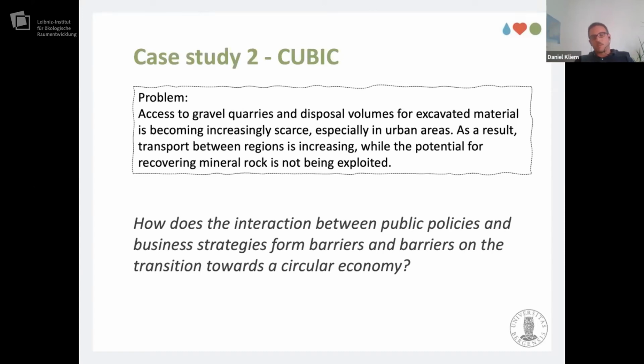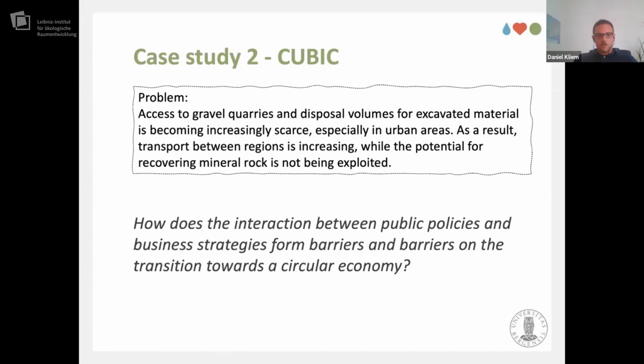And it's debatable, but technically you could recycle up to 100% of such waste. And we were interested in what is the role of public policies and business strategies. We know there's some form of interaction, so public policies influence business strategies, but also are in return influenced by such strategies. Because depending on how the business strategy in one region develops, that can change, for example, material flows to which public policies then react. And we were interested in which barriers and drivers are available on that transition.